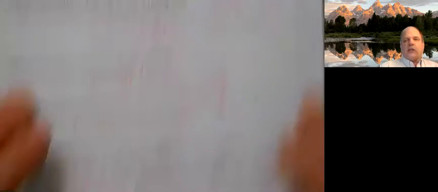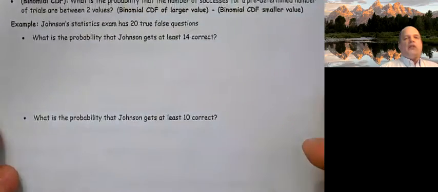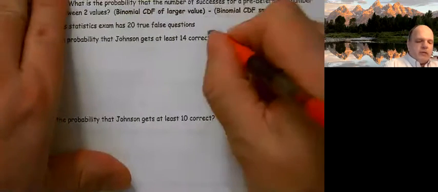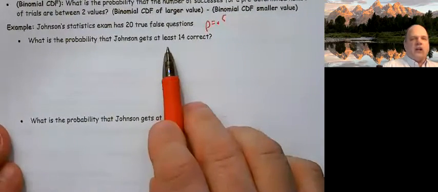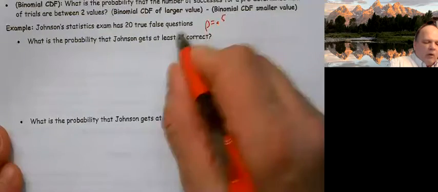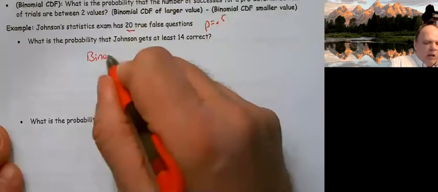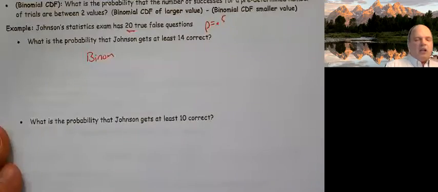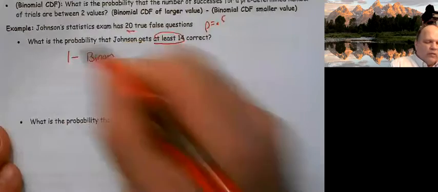Okay, next page, we're going to continue with the same scenario. Johnson still has 20 questions. Probability of guessing correctly is still 0.5. What's the probability that he gets at least 14 correct? So once again, we know because we have a fixed number of trials, it's a binomial. At least 14 means 14 or more. And anytime we see at least, we're going to go 1 minus.